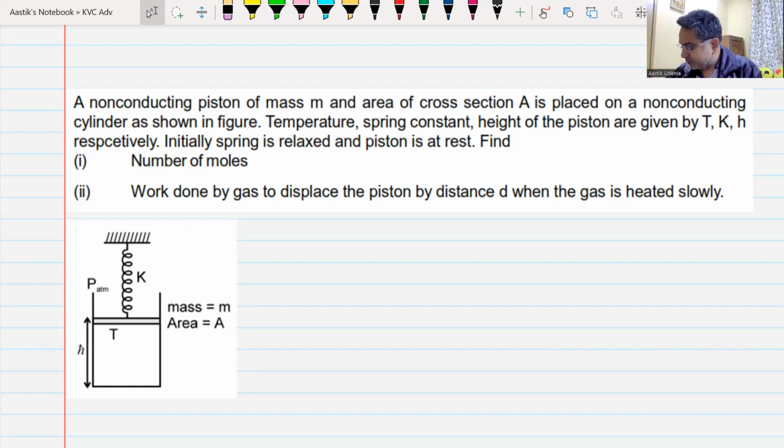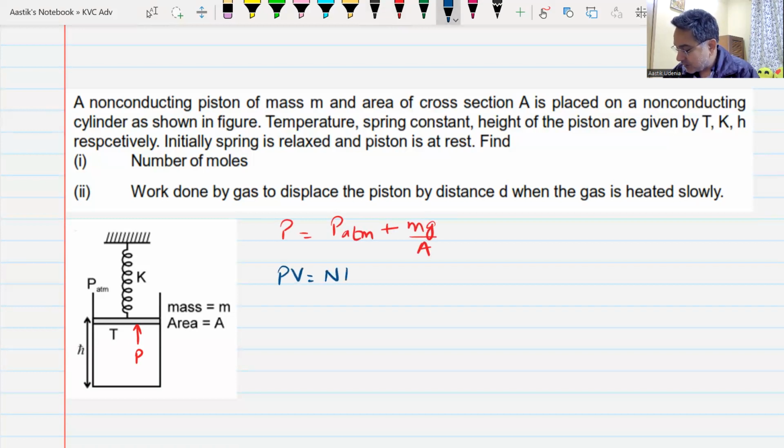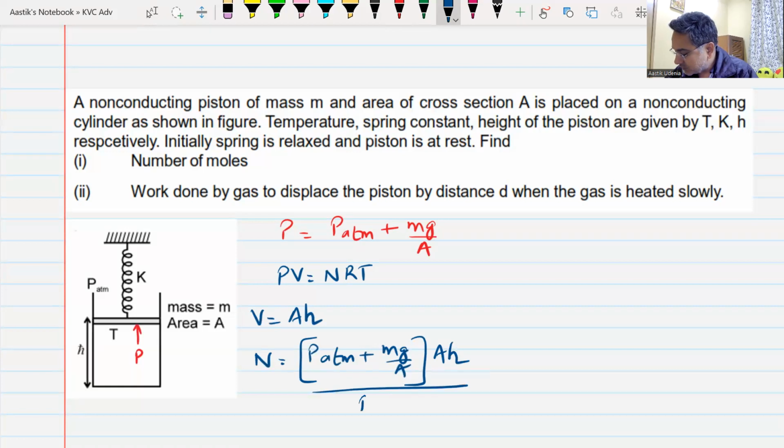Number of moles. So you have to first find out the inside pressure. Inside pressure P will be equal to P atmosphere plus mg by A. Yes or no? Yes, sir. And then you have to apply the ideal gas equation, PV equals nRT. The volume is A into H. So the number of moles becomes P atmosphere plus mg by A multiplied by A into H divided by R into T. We got this answer, yes or no?